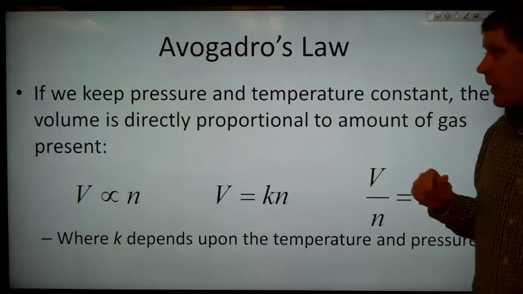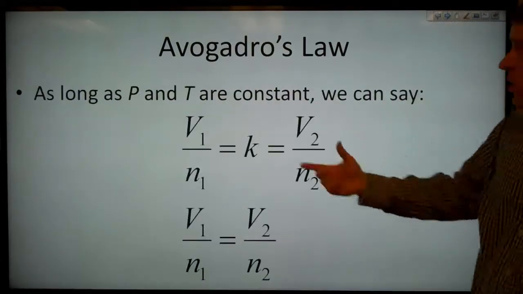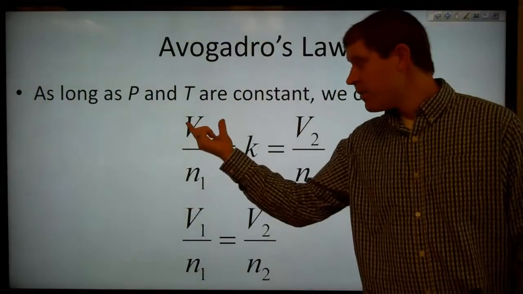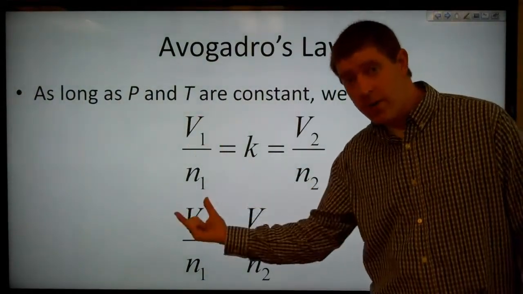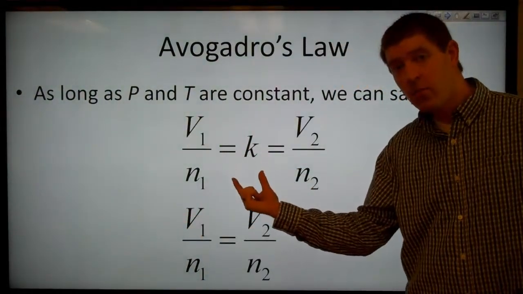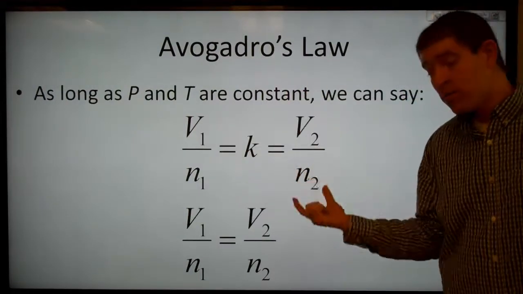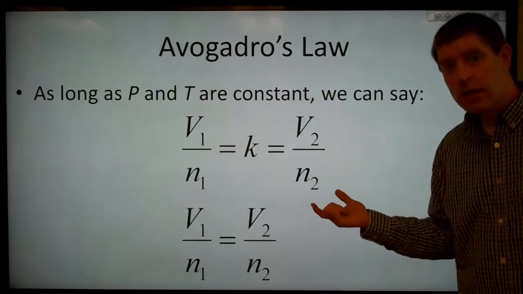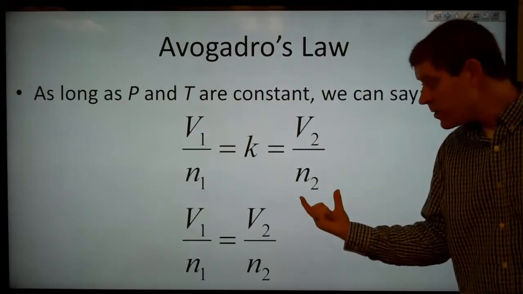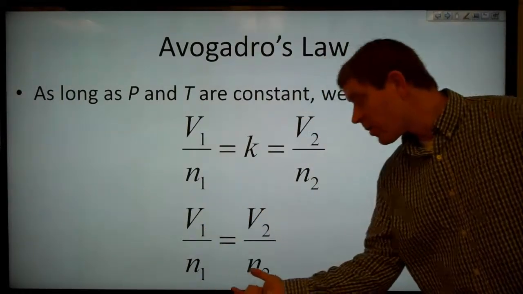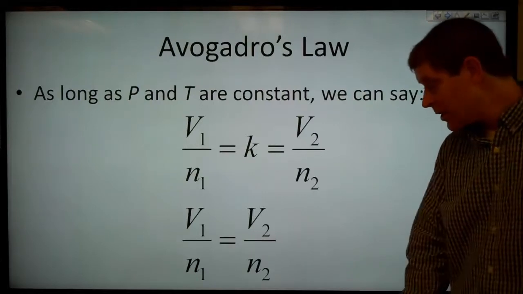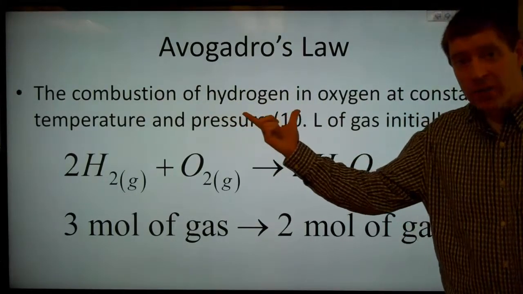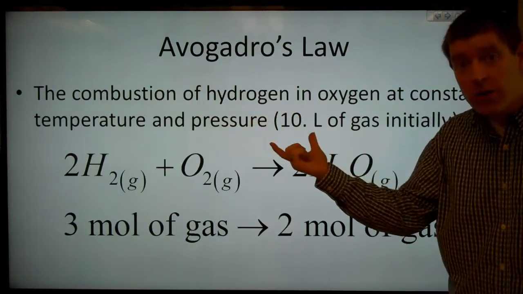And again, I hope you see where I'm going with this. So as long as the pressure and temperature are constant, then we can say that that ratio, volume over number of moles, V1 over N1, is equal to that constant K, which has to be equal to that same ratio, volume over number of moles, at some other conditions, so V2 over N2, which means that V1 over N1 is equal to V2 over N2. So that's Avogadro's law.